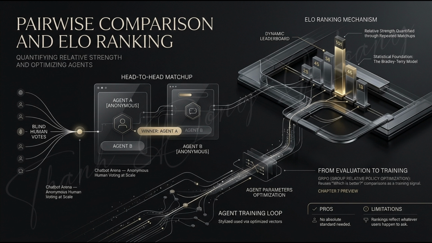Each win or loss updates a relative strength score, with upsets producing bigger swings so rankings converge quickly toward the truth. Large-scale platforms run this with real users making blind, anonymous choices between two responses, which has one big advantage. No absolute standard needs to be defined in advance. The trade-off is that rankings only reflect whatever questions people happen to ask.